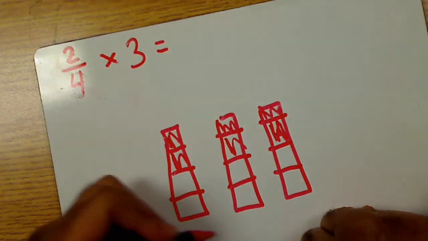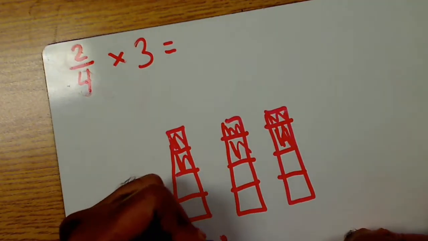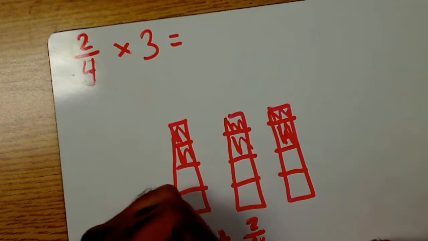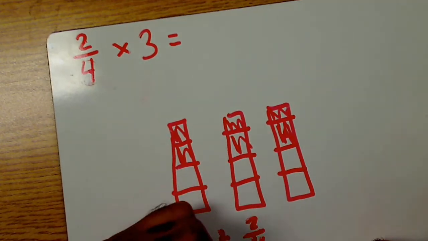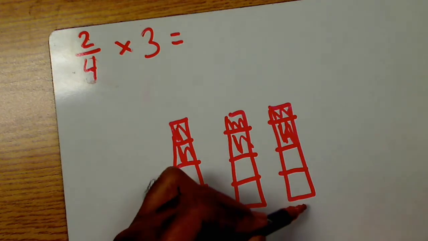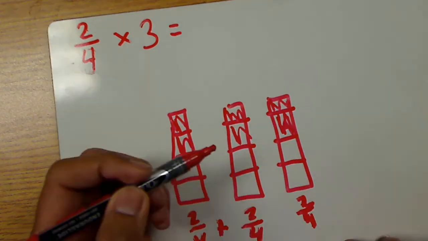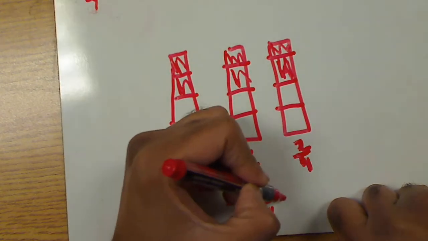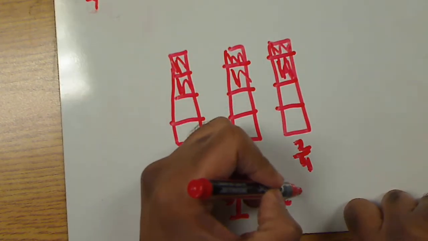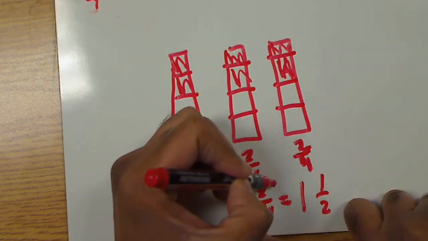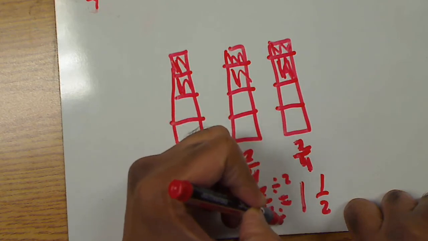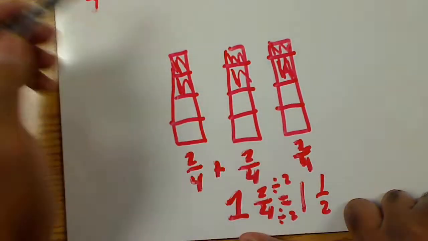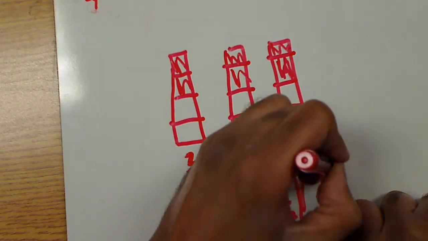If I put 2/4 and 2/4 together, that itself equals 1 whole, with 2/4 left over. So it'll be 1 and 2/4, which we also know, if we simplify 2/4, that'll be 1 and 1/2. And the way you simplify it is you divide them both by 2. So again, I ended up with 1 and 1/2.